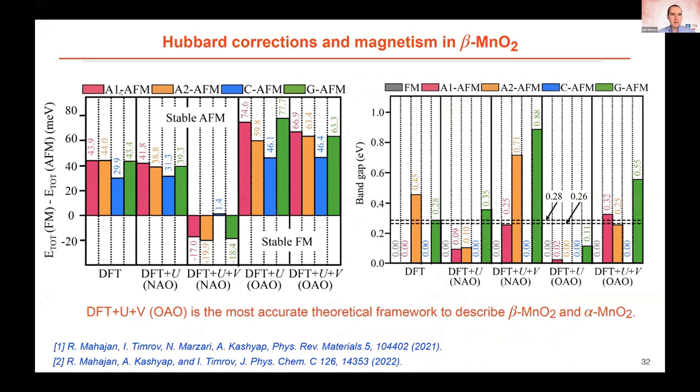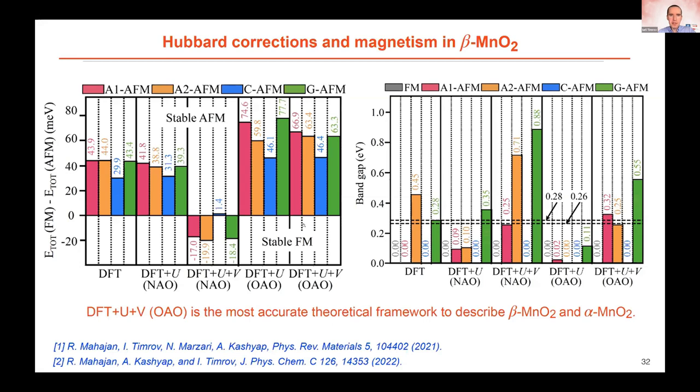So the figure on the left is a very busy slide, but it shows the difference between ferromagnetic and antiferromagnetic total energies for 4 types of magnetic ordering. That's why we have 4 colors. And we have 5 sections: the DFT section, DFT plus U using non-orthogonalized atomic orbitals, DFT plus U plus V non-orthogonalized orbitals, and again plus U plus V with orthogonalized orbitals. So the positive values mean that AFM is more stable than ferromagnetic. Instead, negative values mean that ferromagnetic is more stable than antiferromagnetic.